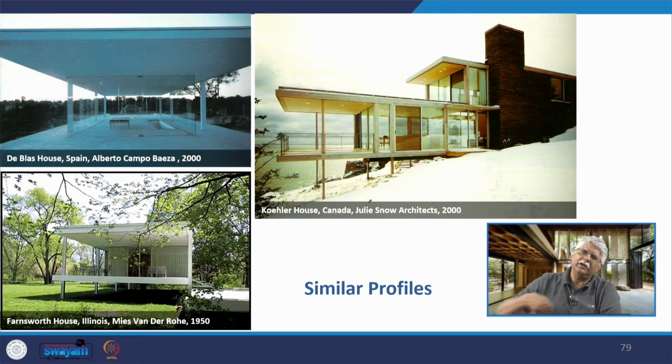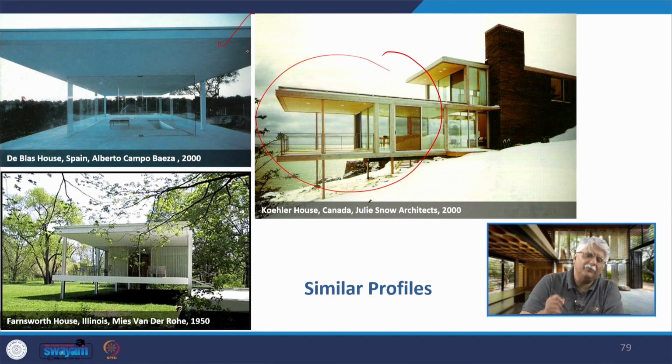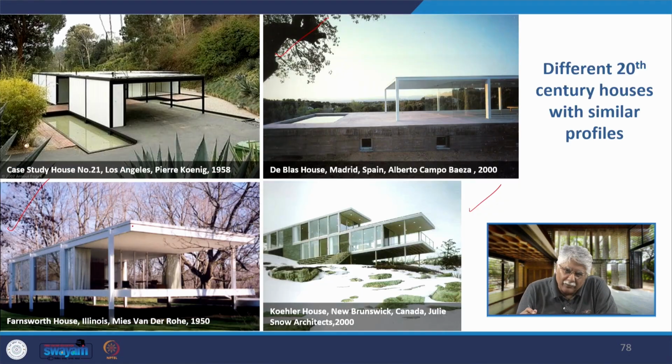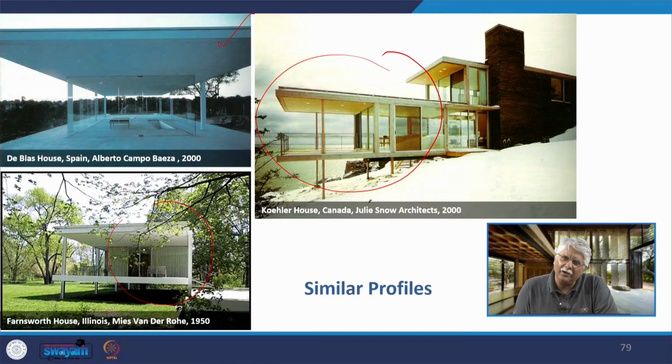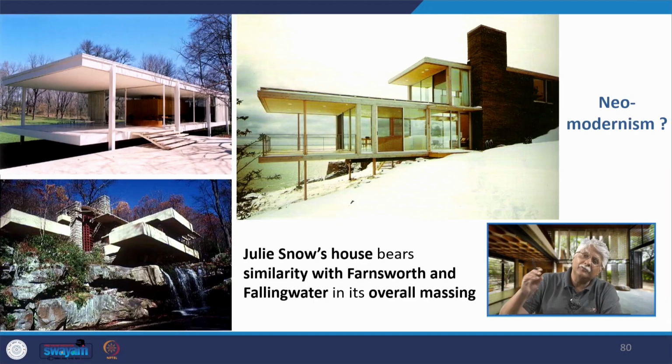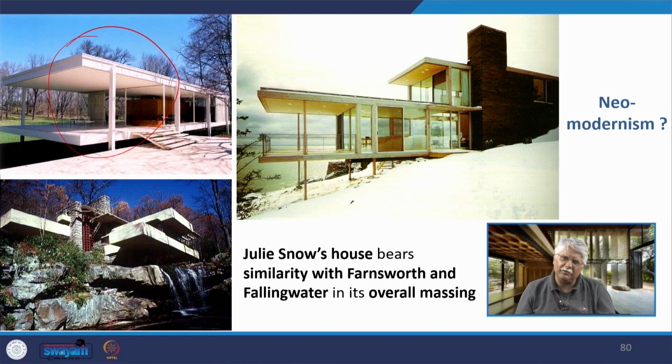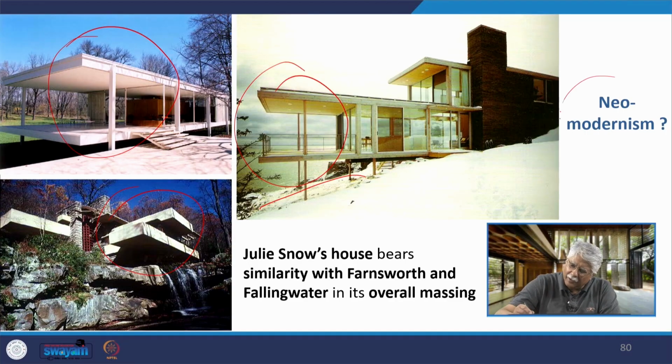In Julie Snow's house, it has a similar profile like the Farnsworth house. You find that very clearly in the way the house has been designed. So, Farnsworth house in the 1950s, Julie Snow's house in 2000. Another thing is, in fact, Julie Snow's house seems to be a combination of two. Not only does it resemble the Farnsworth house in the way the whole structure has been put together, it also resembles the cantilevered plates of Falling Water, as you see it is on the side of the slope. So, Julie Snow's house seems to be a combination of the Farnsworth and the Falling Water in its overall massing. Is this an example of new modernism?